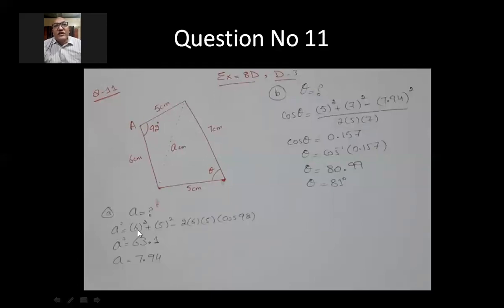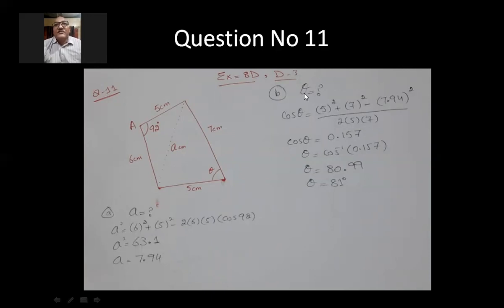So a square will be equal to 6 square plus 5 square minus 2 multiply 6 multiply 5 multiply cos 92, and that will be 63.1. Under root, answer equals, and that will be 7.94 centimeter. So the side a will be 7.94 centimeter.